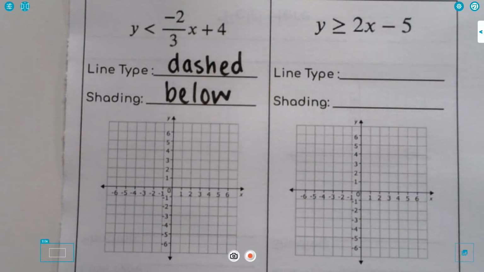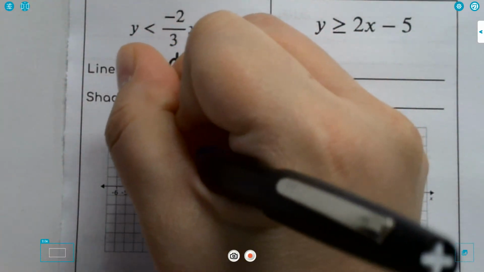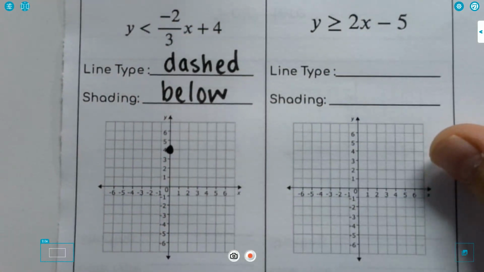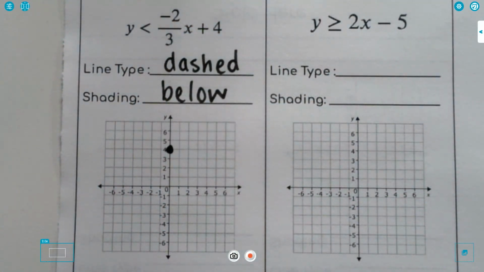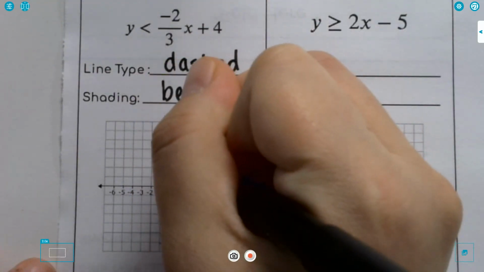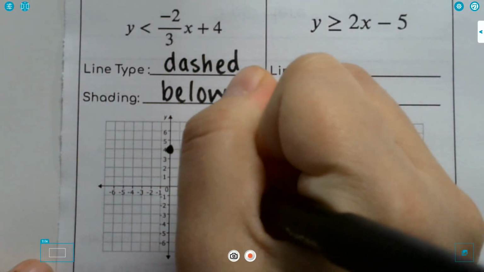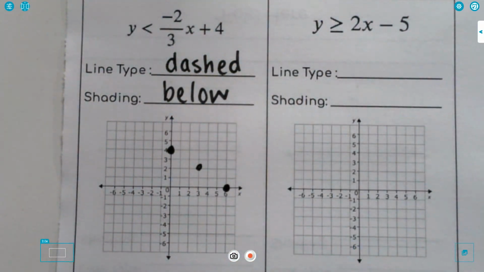So I'm going to start at a y-intercept of positive 4. And then my slope is negative 2/3. So I'm going to go down 2, right 3, down 2, right 3, down 2, right 3. I can also go up 2 and left 3.